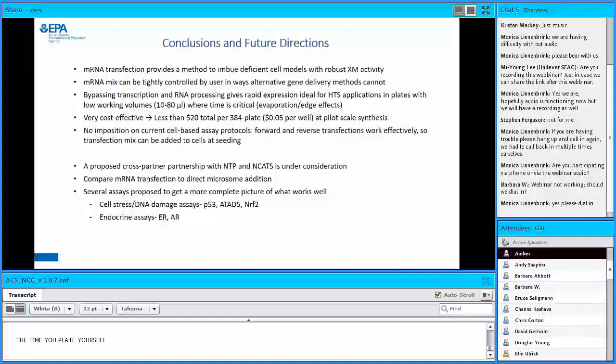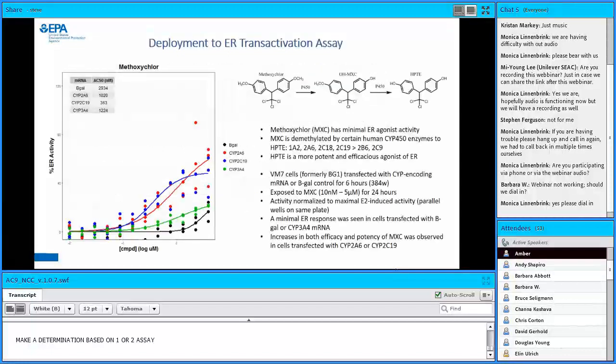Moving forward, right now we have a proposed partnership with our Tox 21 partners at the National Toxicology Program and at NCCT. It's under consideration by the leadership. And the idea is to compare this mRNA transfection method to a method they've already got up and going in Rockville with direct microsome addition. And so what we're proposing is to use a panel of about 6 to 8 assays to get a more comprehensive picture of what works well rather than trying to make a determination based on just 1 or 2 assays. And so what we have proposed is what I mentioned earlier, looking at cell stress pathway-based assays and endocrine assays.